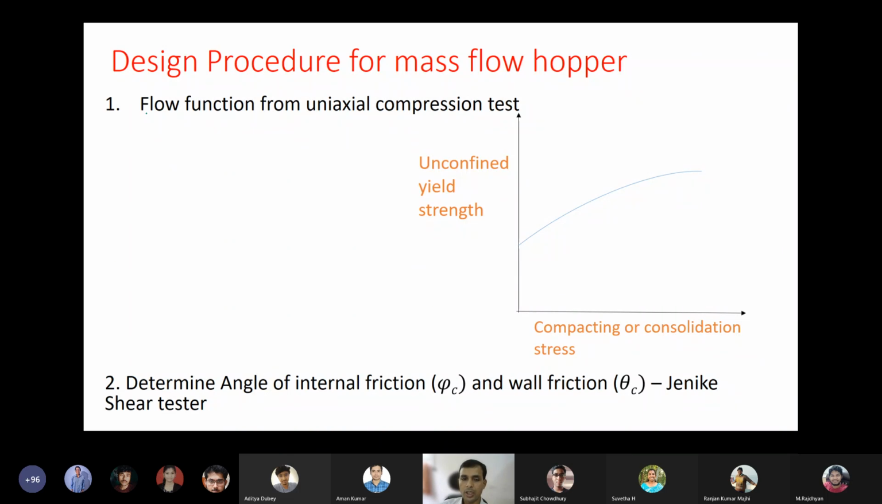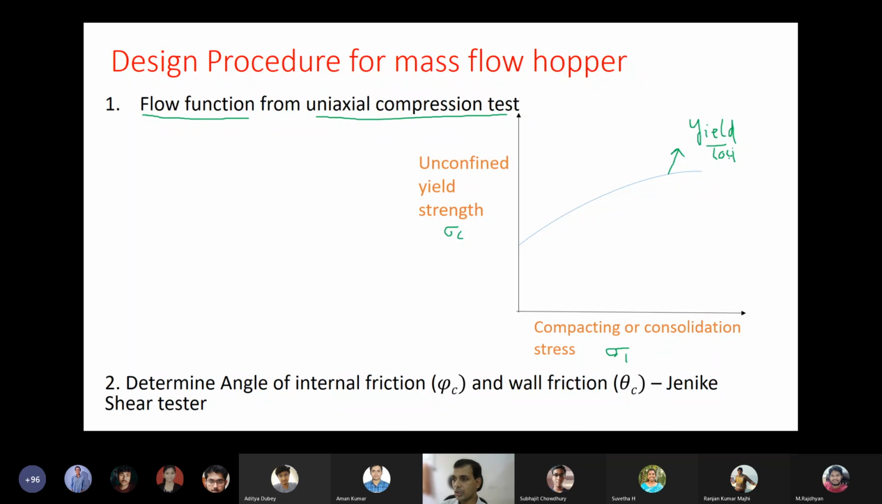The first step is to establish the flow function from the uniaxial compression test, that is, unconfined yield strength versus compacting or consolidation stress. I'm sure all of you understood this. From that we get a line like this. In textbooks this is also called the yield locus, or yield loci. Yielding means flowing. At different compacting stress, we get different unconfined yield strength, so this is called the yield loci.